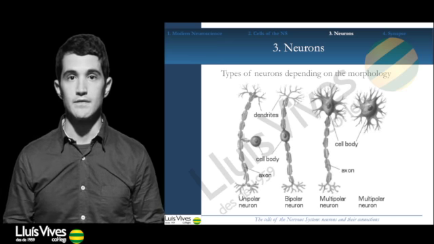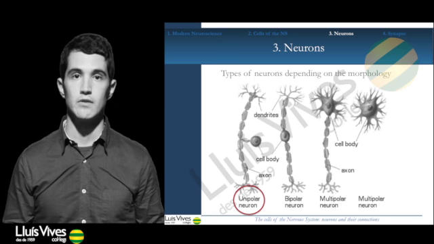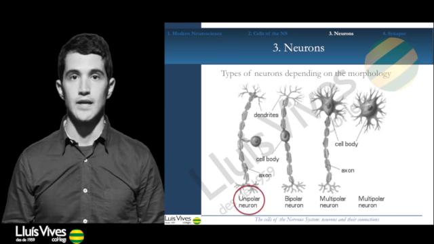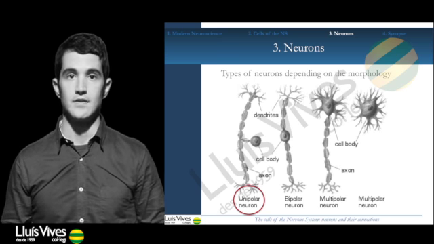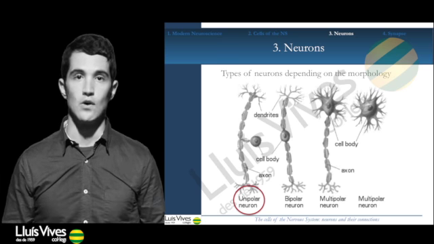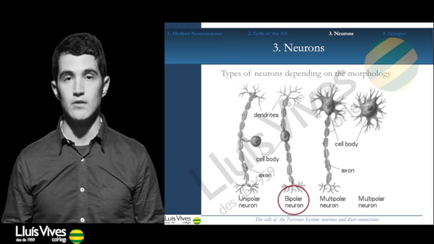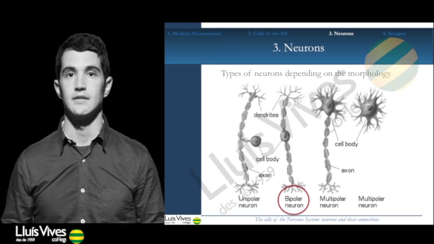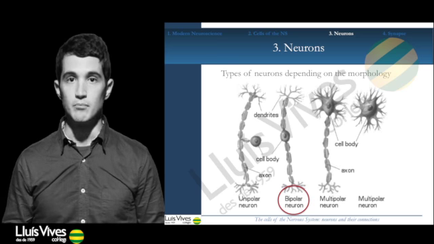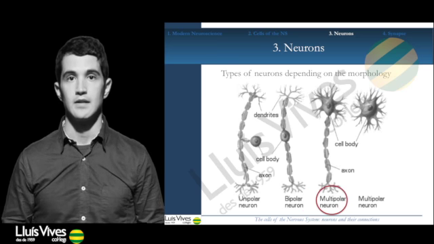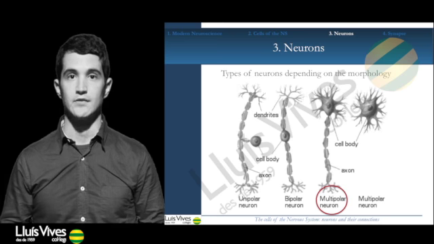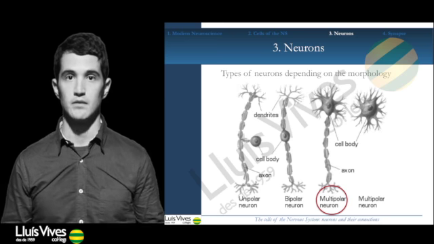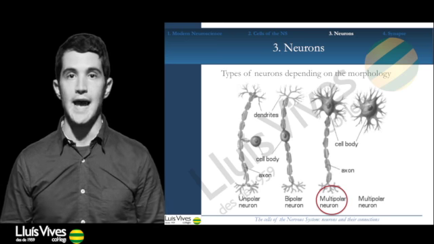In this morphological classification, we can find the unipolar neurons, where the cell body is located on one side of the neuron and the dendrites and the axon are on the other. In the bipolar neurons, we can find the cell body in between the axon and the dendritic tree. And in the multipolar neurons, we can find the cell body enclosed by the dendritic tree, and on the opposite part of the cell body the axon emerges.